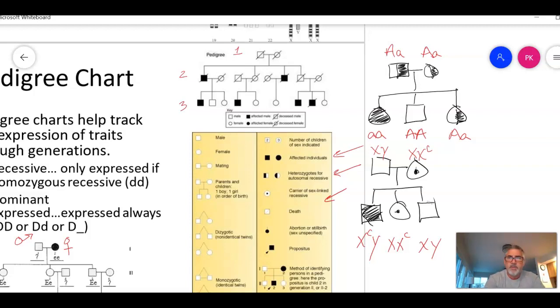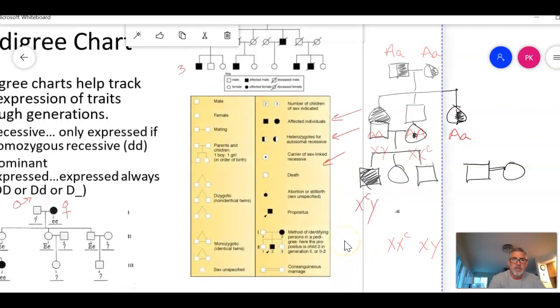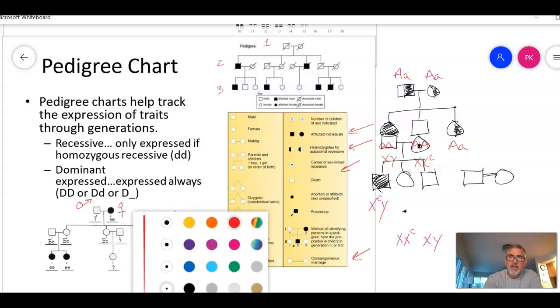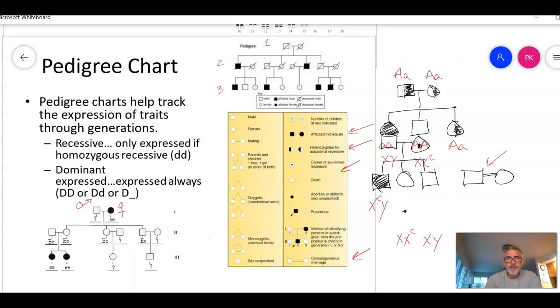We can have a situation where we have that double line. It means consanguineous marriage, right? Or consanguineous union. It means in the same family. If we have things in the same family, we tend to get an increase in recessive diseases. Not legal in this country. This is what I used to refer to as the Alabama line. All right, so that means consanguineous.